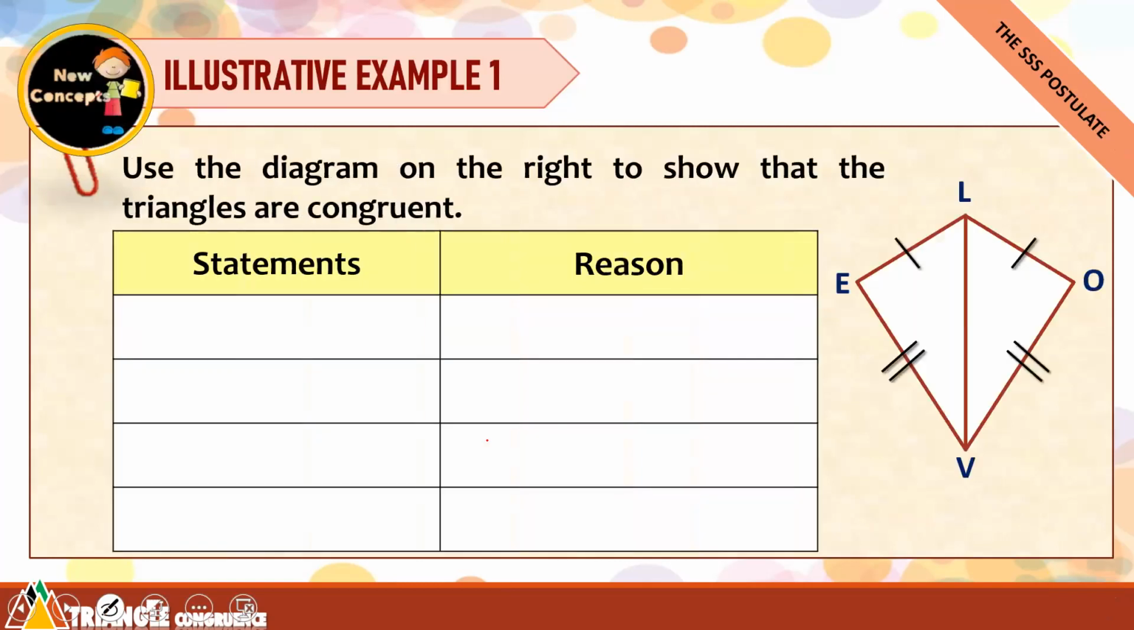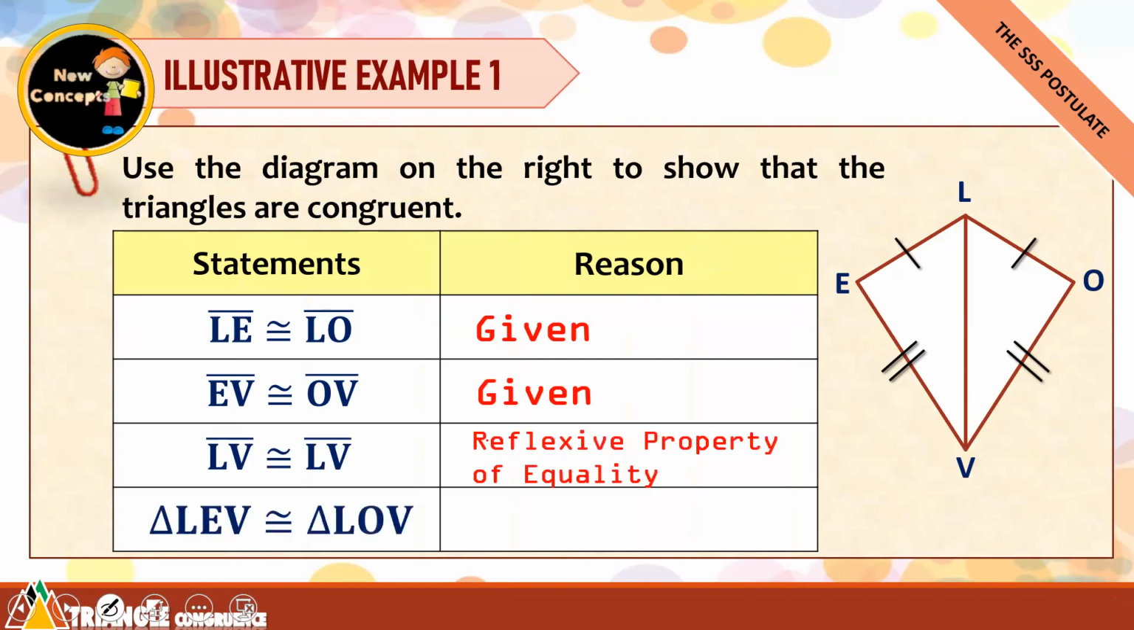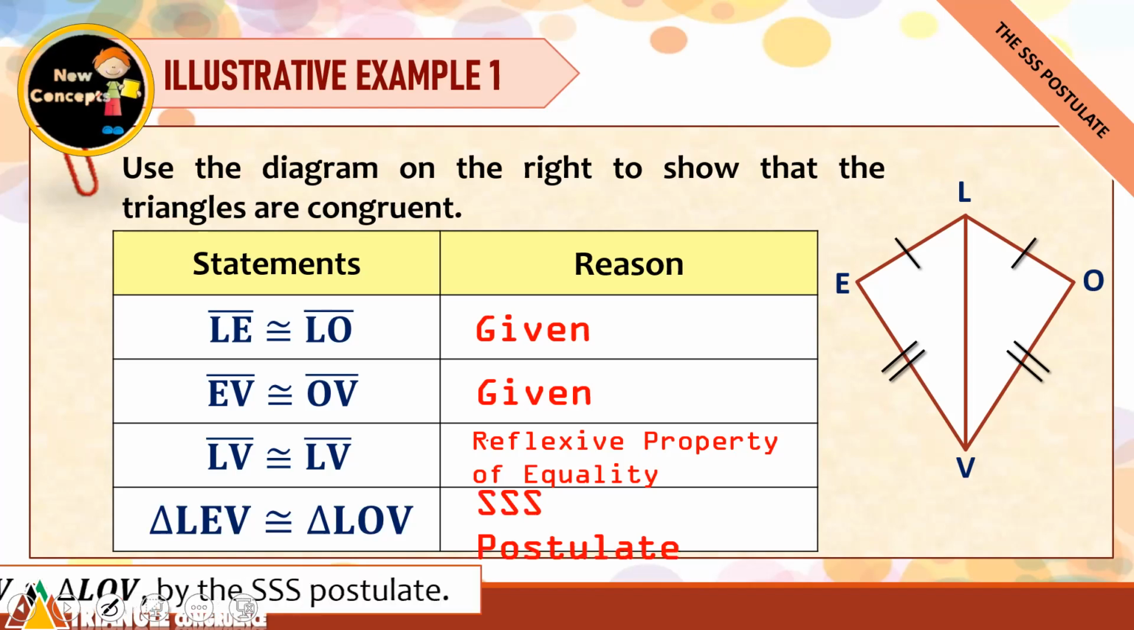So we have here an example. LO is congruent to LE, given, and then EV is congruent to VO, or OV, right? And of course, LV is the common side. LV by itself is the reflexive property of equality. That means you can automatically say that the two triangles, LEV and LOV, are congruent to each other by SSS postulate, right?